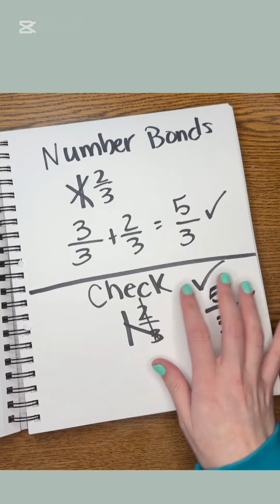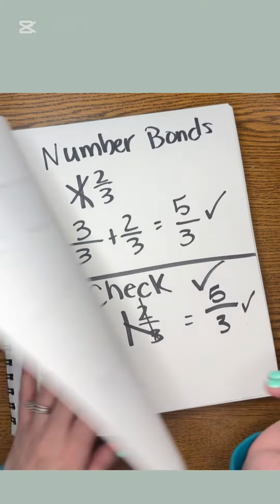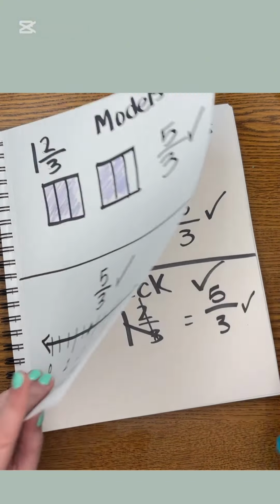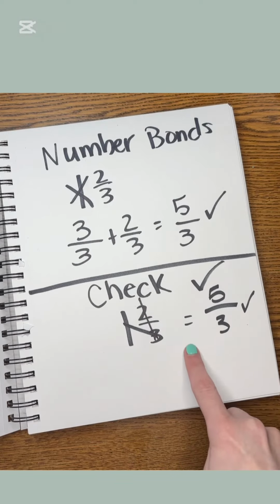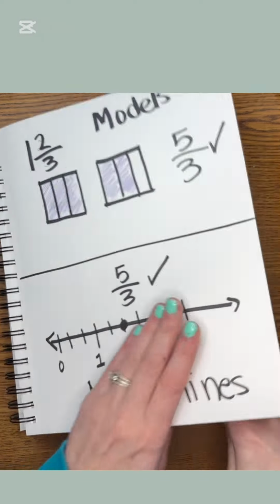I do think they need to master number bonds or number lines or models before you go into this method, so they have a concrete understanding of the math and it helps them remember what they're doing. But this is the fastest way, and this is where most of my students end up.